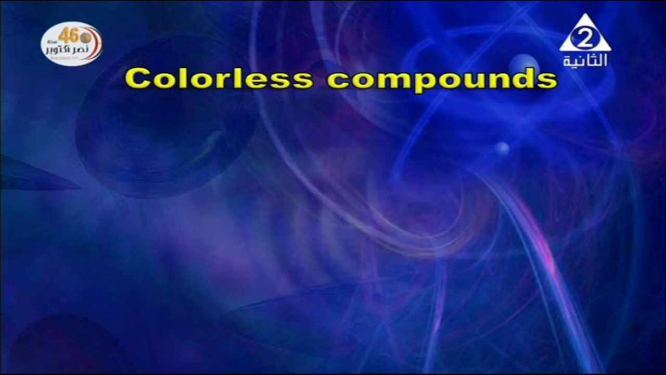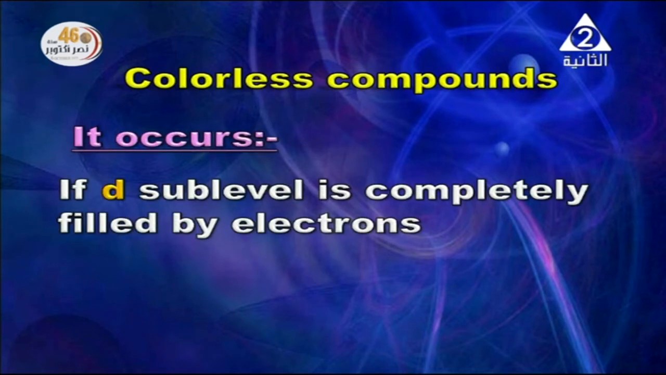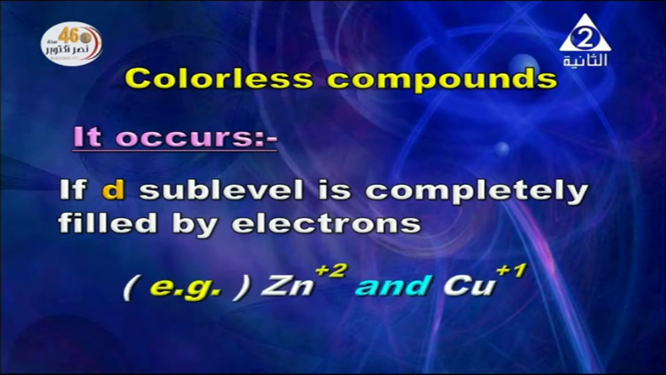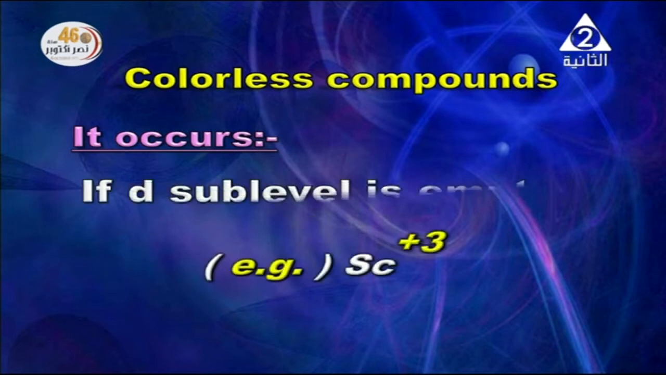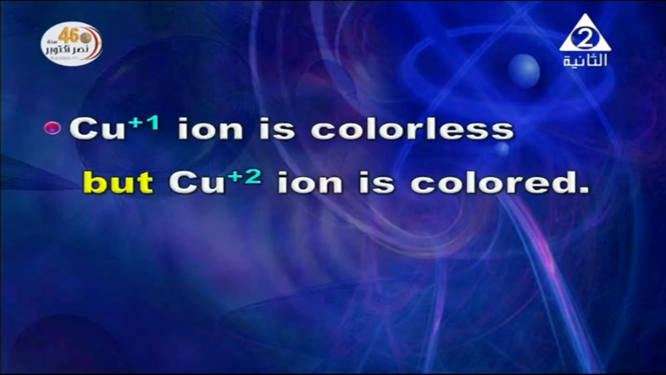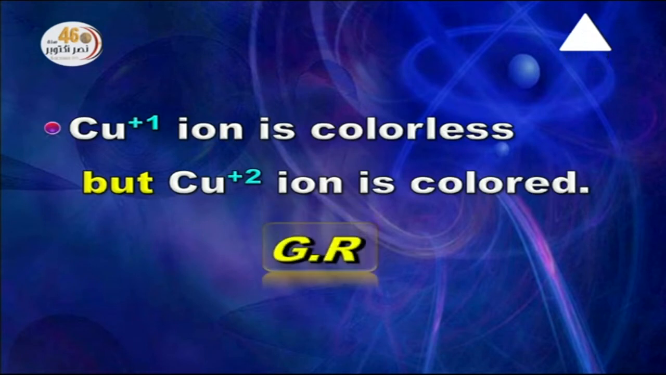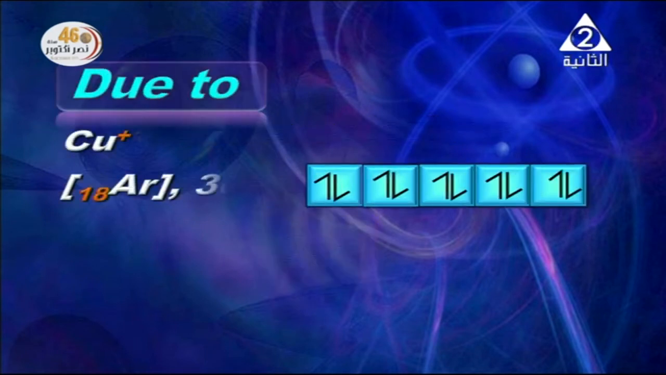My dear student, a colorless compound occurs when the d sublevel is completely filled with electrons, as in zinc positive 2 and copper positive 1, or if the d sublevel is empty, as in scandium positive 3. So we have given a reason for this point. The copper positive 1 ion is colorless, but the copper positive 2 ion is colored. The reason is that copper positive 1 has electronic configuration argon 18 3d10.